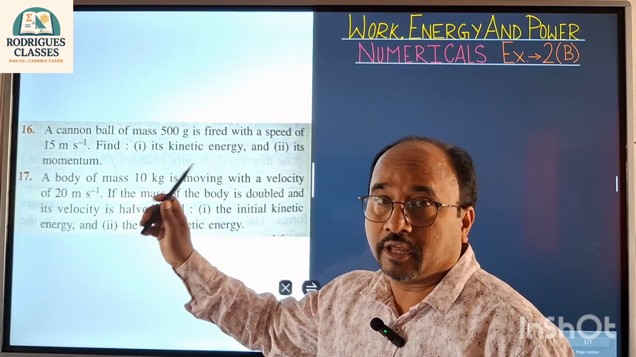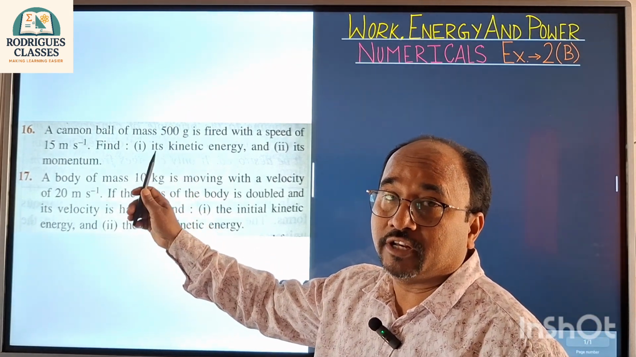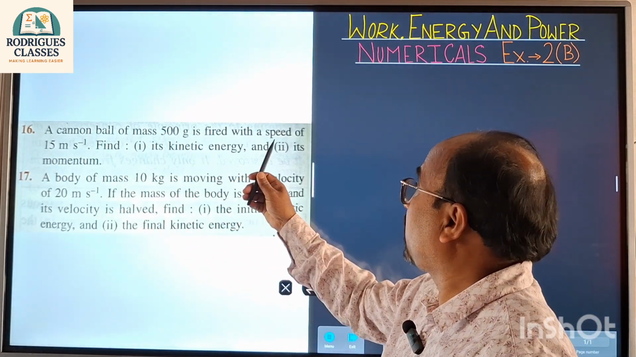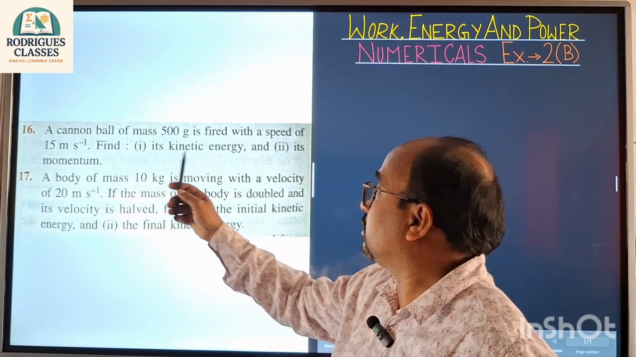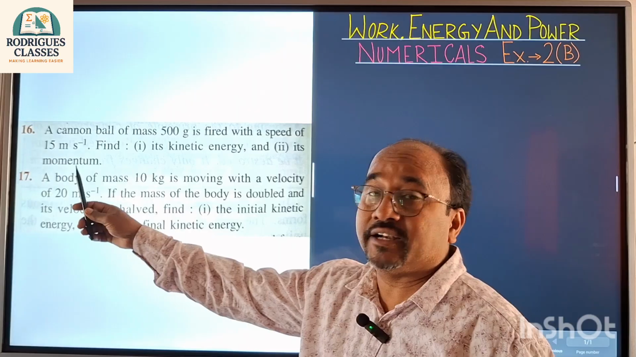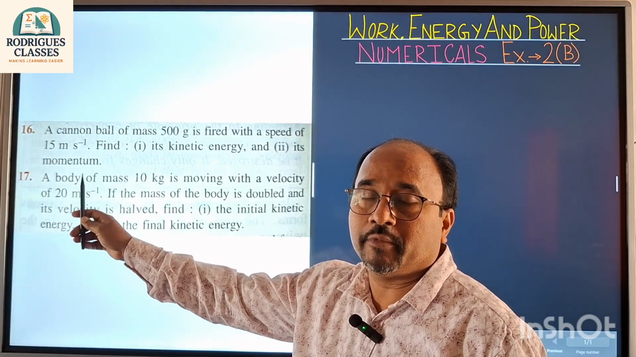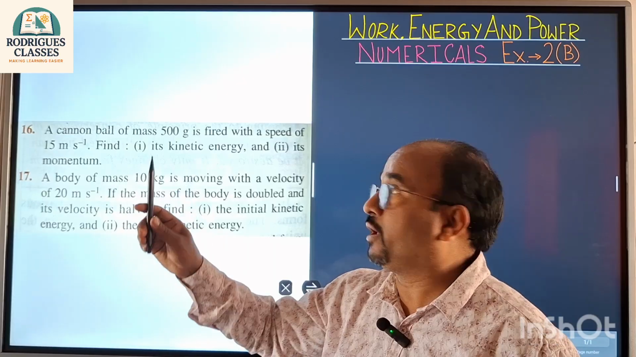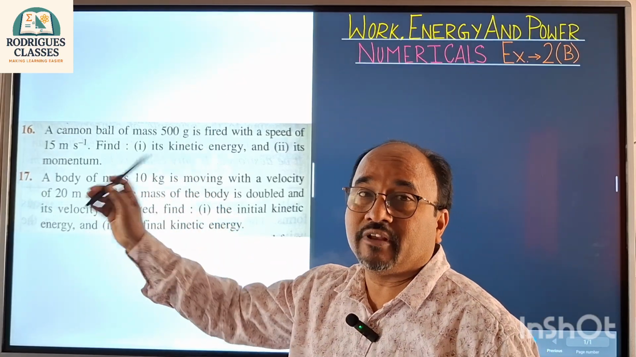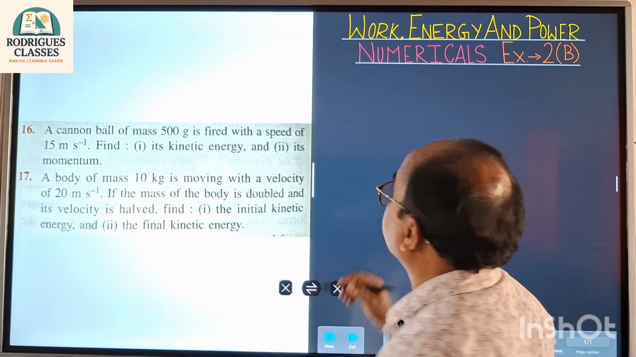So remember that the unit is given in gram. We need to change it to kilogram. It is fired with a speed of 15 meter per second. So this is the speed given. You have to find its kinetic energy and then its momentum. So momentum here will be used, which you have learned the formula last year. P equals mv, because mass and velocity is given. We can apply that. So we work it out.